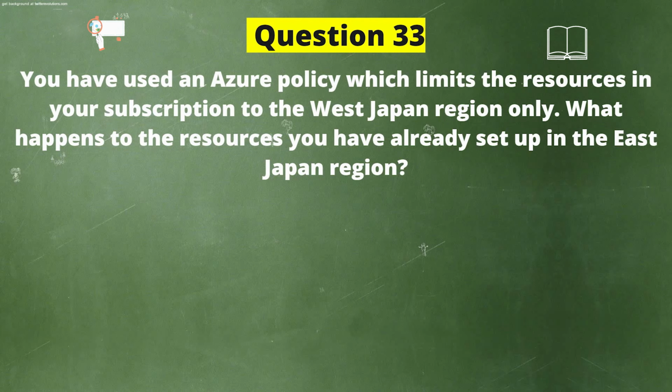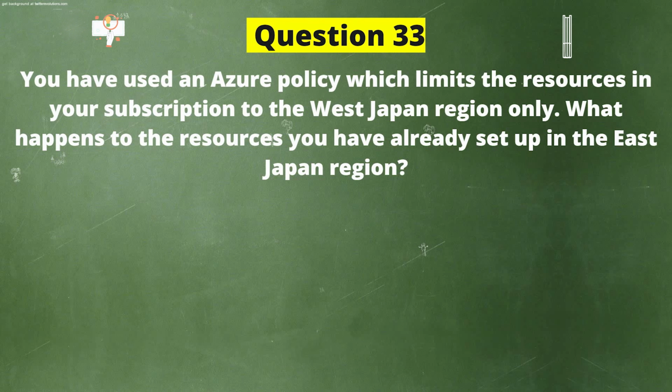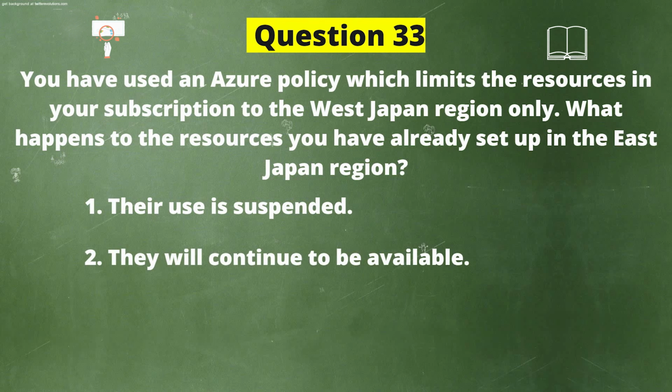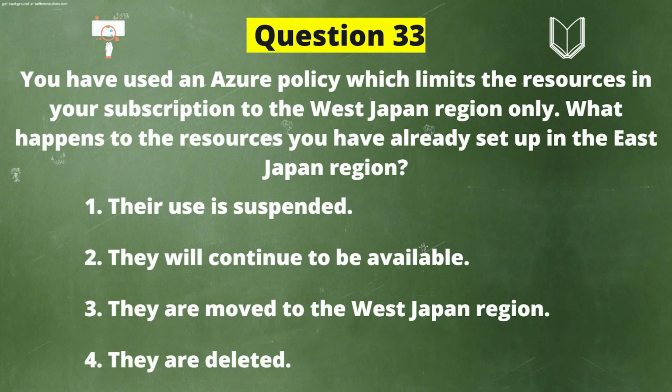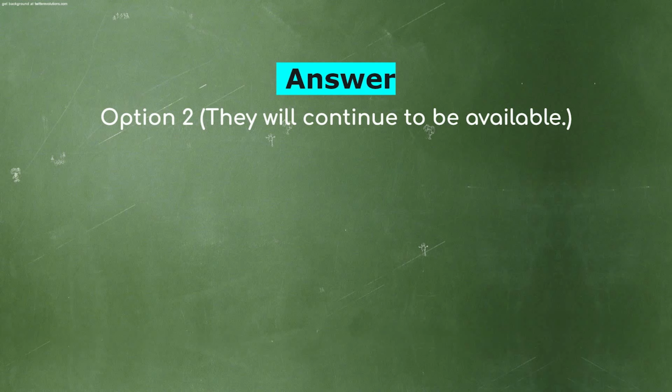Next question. You have used an Azure policy which limits the resources in your subscription to the West Japan region only. What happens to the resources you have already set up in the East Japan region? And the options are 1. Their use is suspended. 2. They will continue to be available. 3. They are moved to the West Japan region. 4. They are deleted. And the correct answer is option 2.